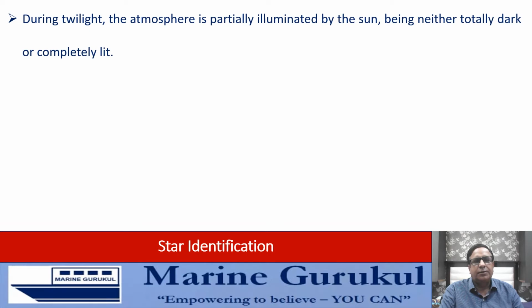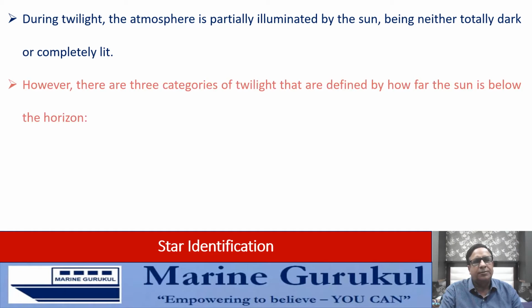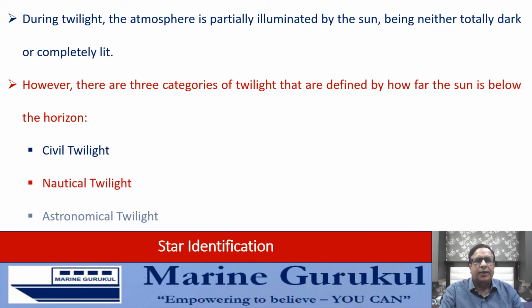During the twilight, the atmosphere is partially illuminated by the sun, being neither totally dark nor completely lit. However, there are three categories of twilight that are defined by how far the sun's center is below the horizon. And these three categories are civil twilight, nautical twilight, and astronomical twilight.